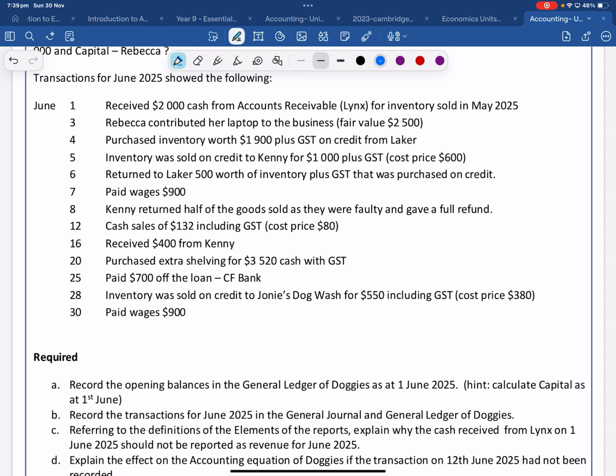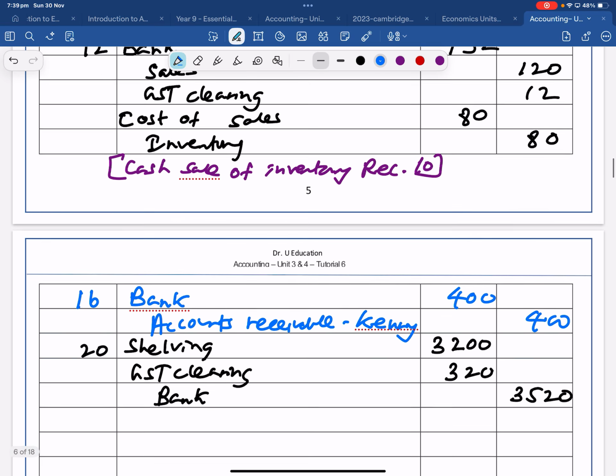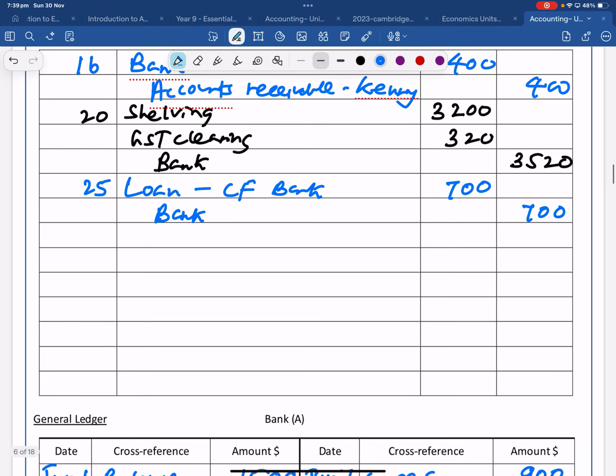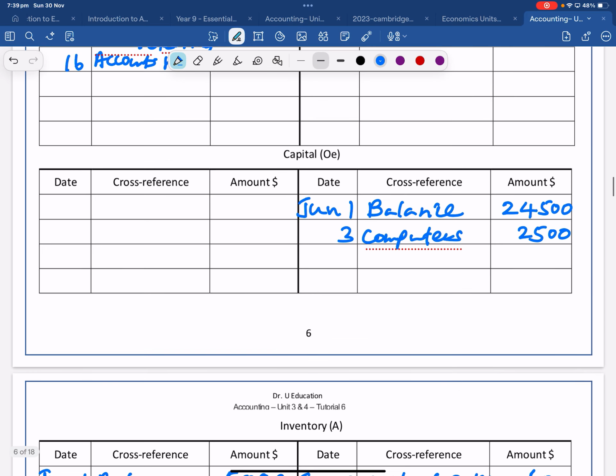Next one, guys, paid 700 off the loan, CF Bank. What's the double entry for that? Loan debit. Why? Because it's a decrease in liability. Very good. And you credit the bank. Why? Bank is an asset and it decreases. Good. Very good.